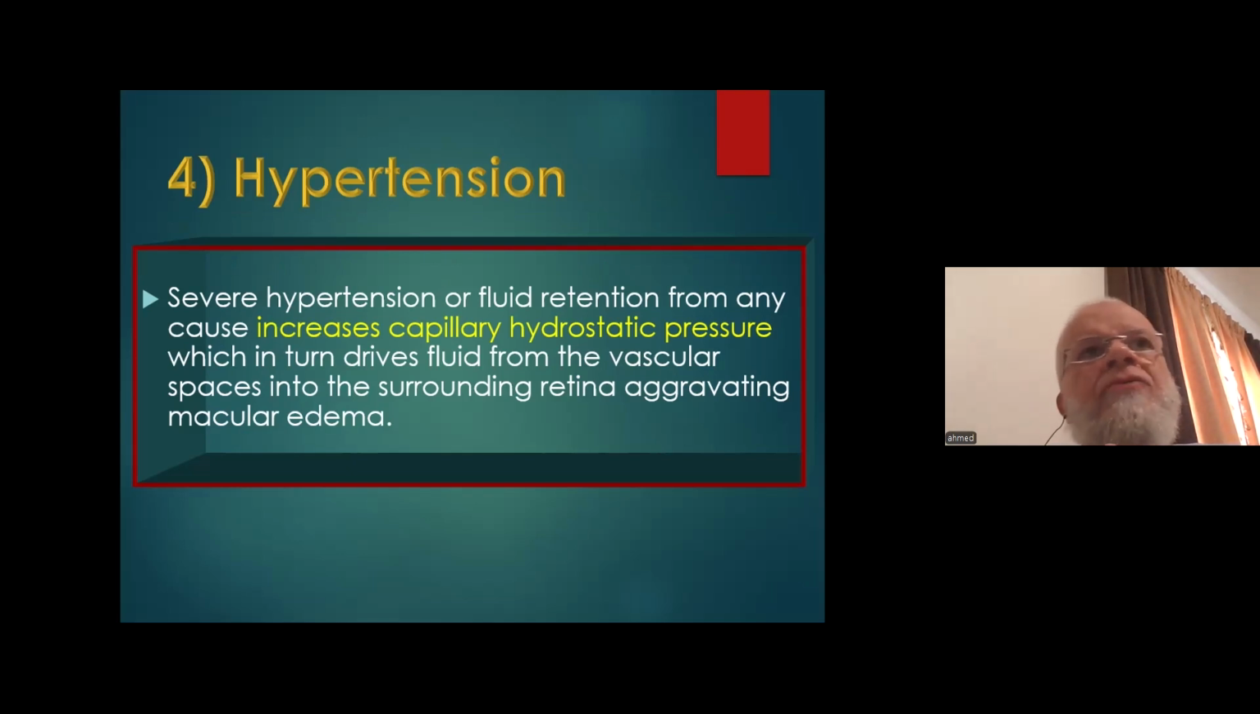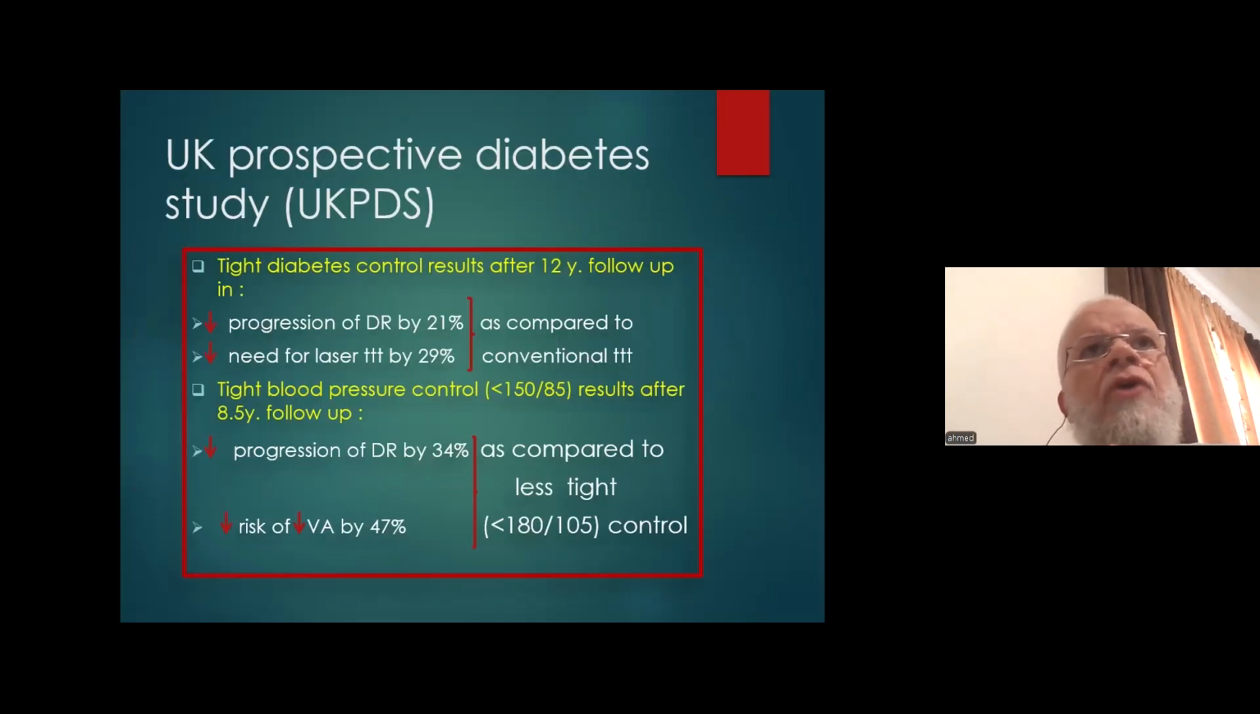Hypertension increases the capillary hydrostatic pressure with a net fluid flow into the retina and increase in the macular edema. It was found that a control of the blood pressure usually decreases the progression of diabetic retinopathy and decreases the risk of the decrease in visual acuity.